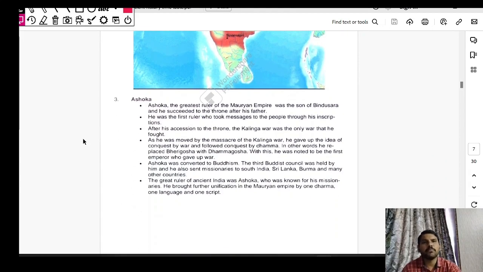So Ashoka is very, very important. He is called Ashoka the Great. Anything related to Ashoka is very important. He is considered the greatest ruler of the Mauryan Empire, and he was the son of Bindusara. He was the first ruler who took messages to the people through his inscriptions. You see the pillar inscriptions, rock edicts, etc.